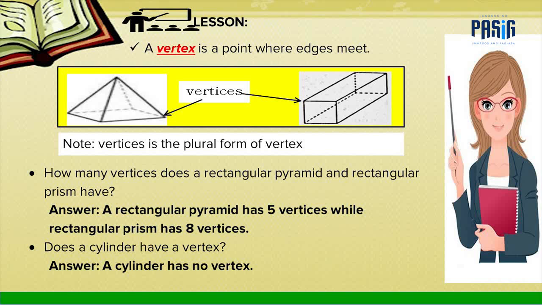How many vertices does a rectangular pyramid and a rectangular prism have? Alright, a rectangular pyramid has 5 vertices, while a rectangular prism has 8 vertices. Does a cylinder have a vertex? Okay, a cylinder has no vertex.